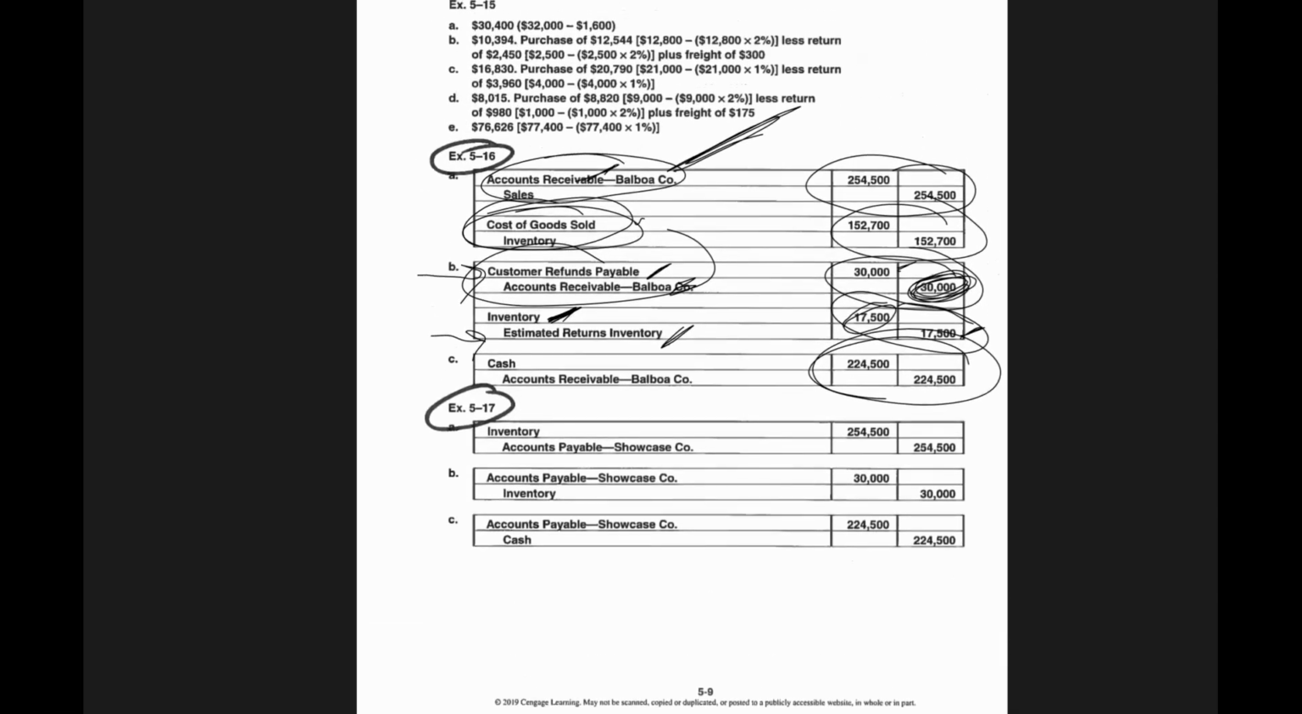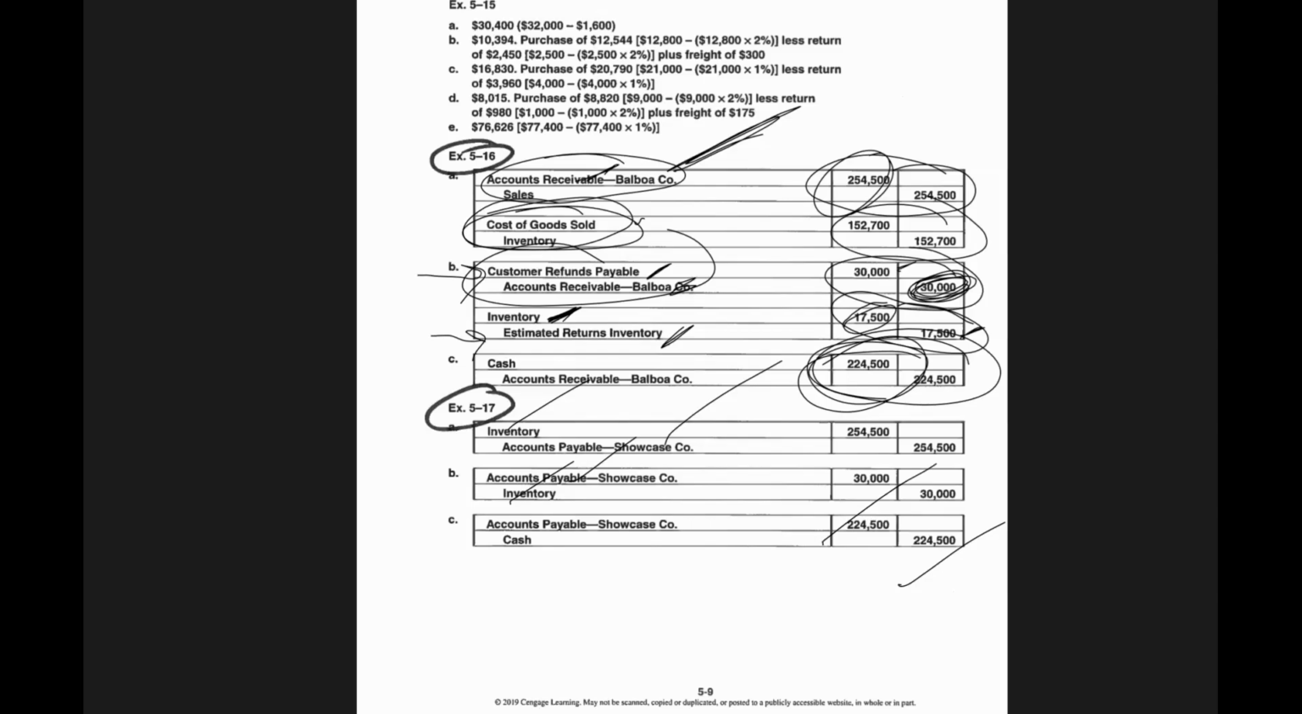Based on the data in 16, journalize Balboa's entries for the purchase. Well, what did they purchase? $254,500 worth. So debit inventory, credit AP. That's what they bought. Then they returned it. Reduce the AP, credit inventory. And then they paid it. It's the same dollar amount now, but they paid it and their AP goes down.